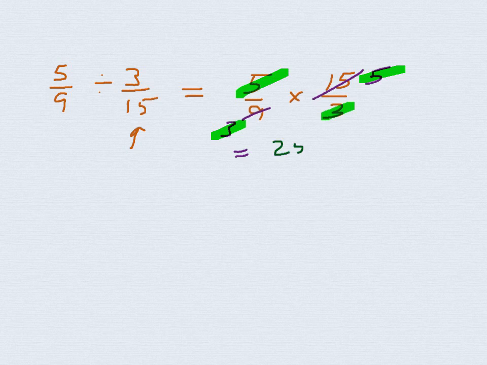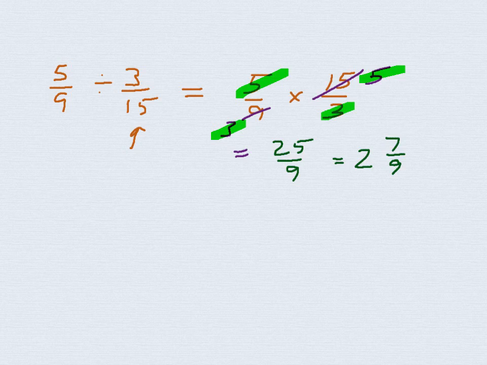So therefore your answer will be 25 over 9. It's always a good idea to make your answer practical. So you should never leave your answer as an improper fraction. You should break it down to a mixed number. So 9 goes into 25 twice. 9 times 2 is 18. So 18 from 25 leaves a remainder of 7. So 2 and 7/9.